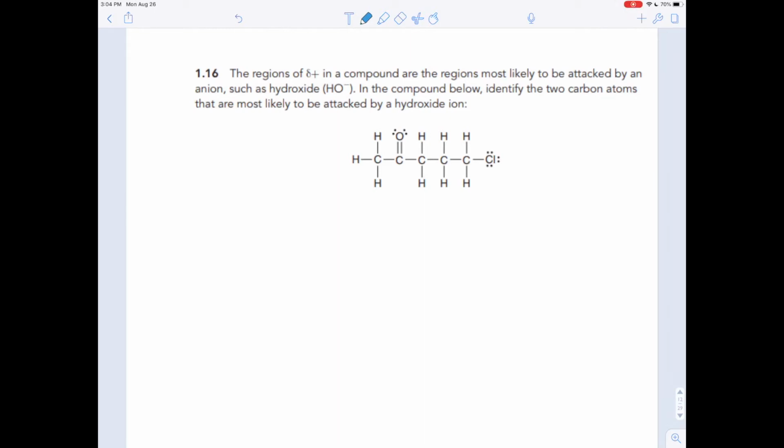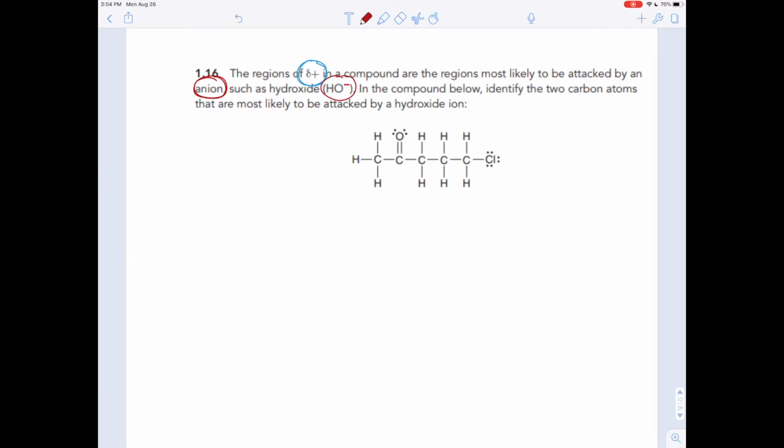Exercise 116 is telling you, first, that the regions that are slightly positive in a compound are the places where that compound is most likely to be attacked by an anion. That's anything that has a negative charge. One example of that is hydroxide. You can see that negative charge up there. That's what makes it an anion.